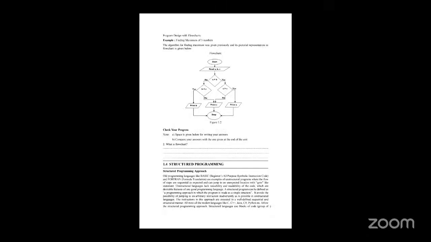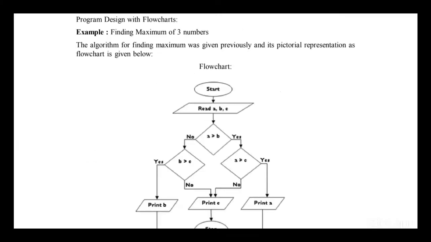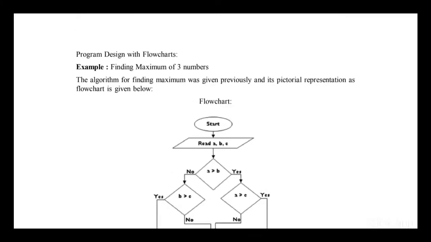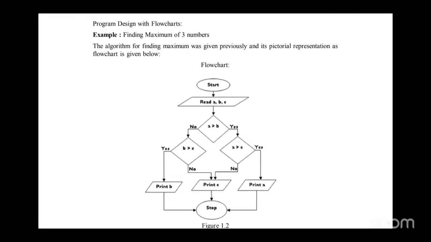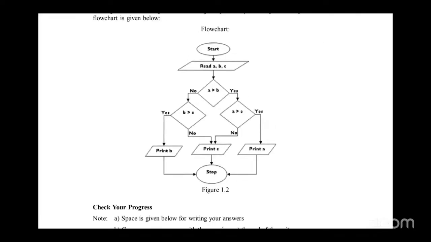Next, coming to another example of a flowchart: finding the maximum of three numbers. The algorithm for finding the maximum was given earlier, and the pictorial representation as a flowchart is given below. Here: start, read A, B, C. Is A greater than B? If yes, then check whether A is greater than C.